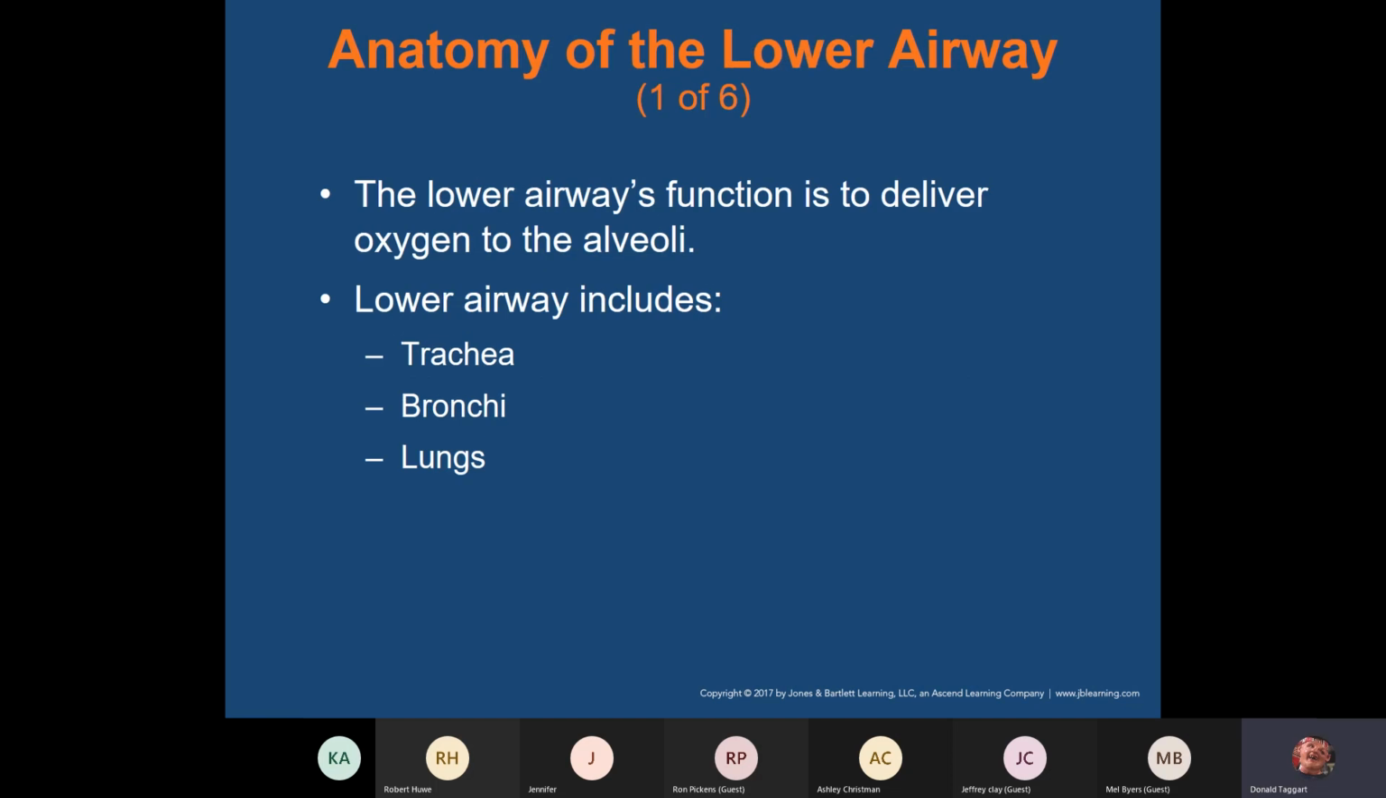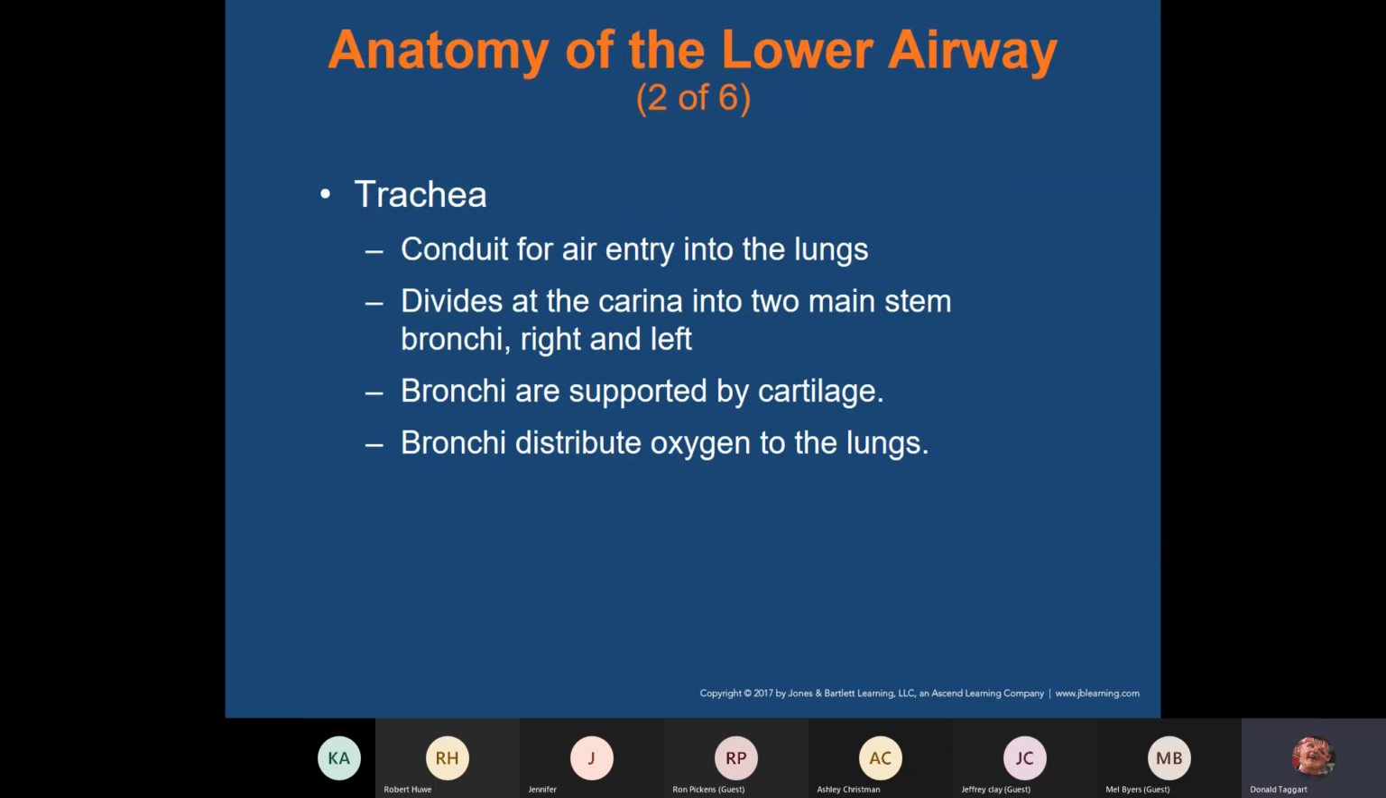Okay, the lower airway's function is to deliver oxygen to the alveoli. Going down the trachea, we hit the bronchi, and then into the lungs, and it breaks down from there. The part where the trachea splits and goes into the 2 lungs is called the carina. This is some anatomy. Then we go down the bronchioles and then into the alveoli. It's a conduit for air into the lungs, divides at the carina into the 2 main stem bronchi, right and left. Everything's supported by cartilage, and the bronchi are the big tubes that put your air down into the lungs.